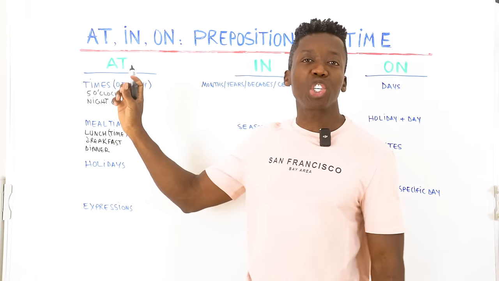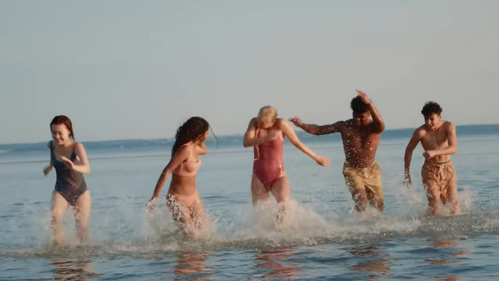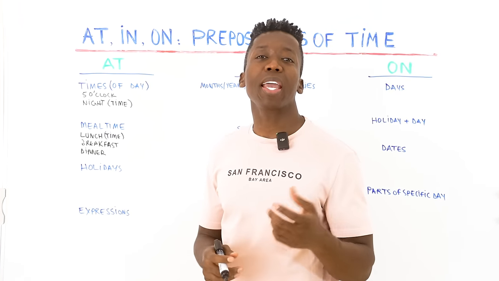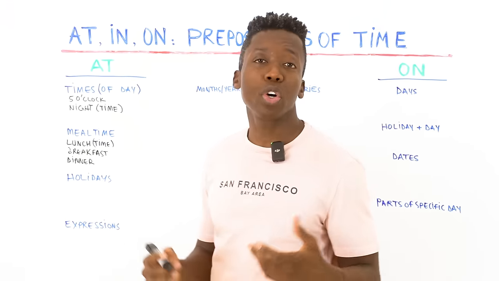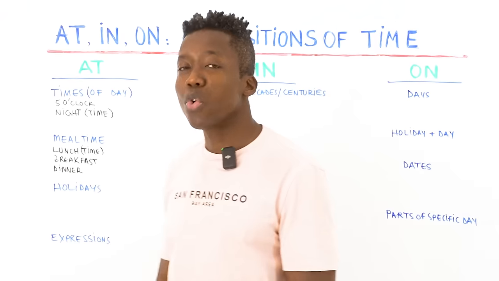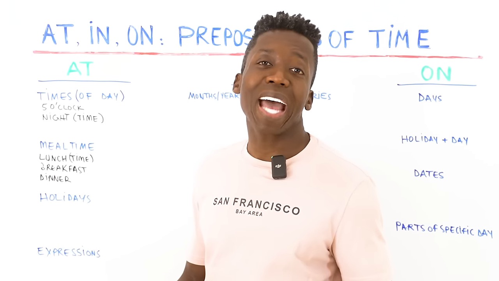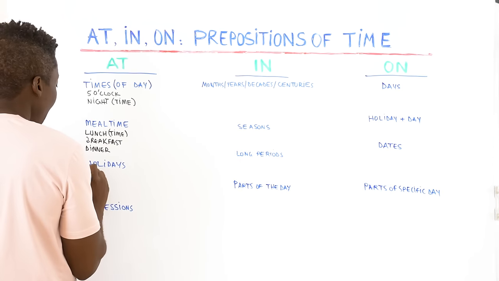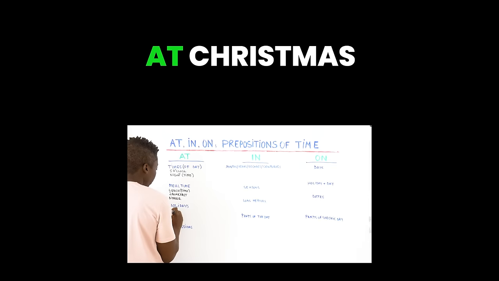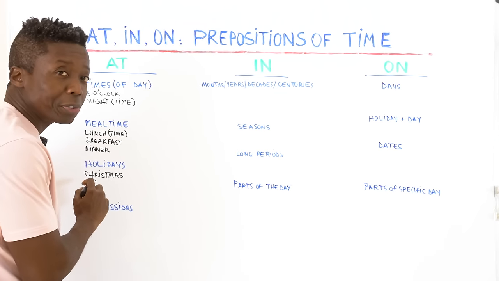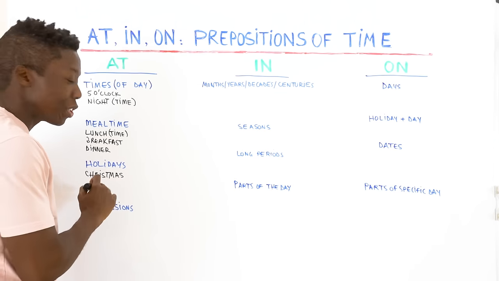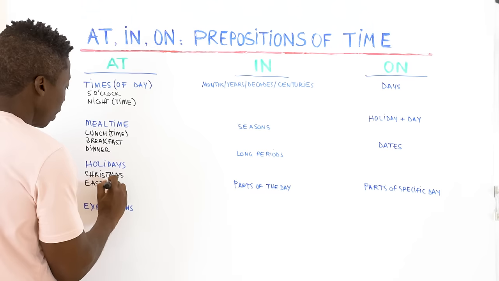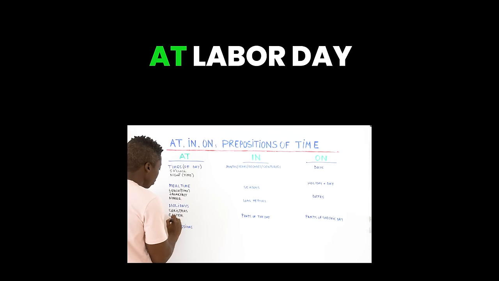We use the preposition at for holidays also. All right, so you can say, hey, what are you doing at Christmas? Or what are you doing at Easter? Or are you going anywhere at Labor Day? Right, so holidays you use at. At Christmas. By the way, you see how we write Christmas with a T, but we don't pronounce the T, okay? Christmas. And then I talked about Easter, and I talked about Labor Day.